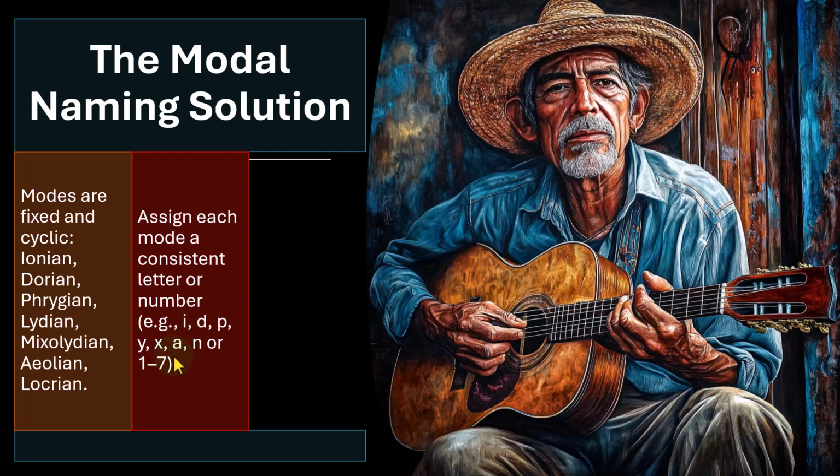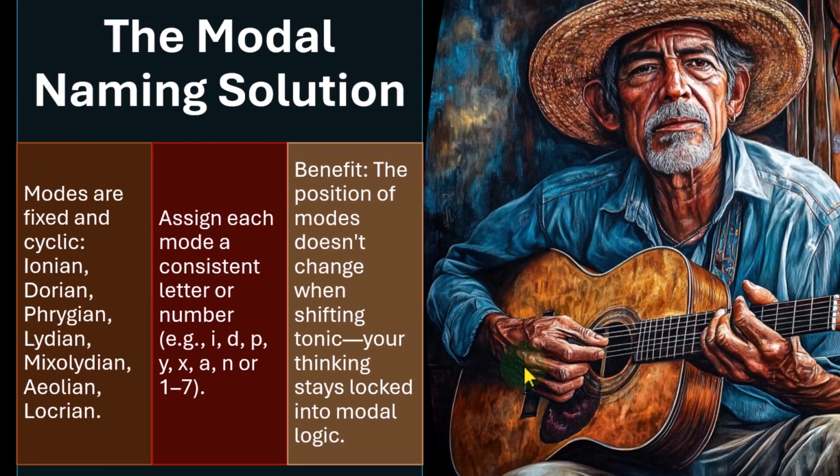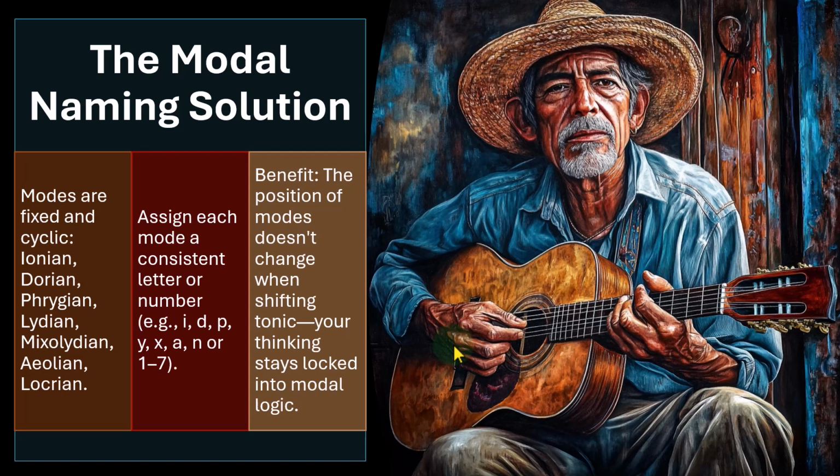I chose IDPYXAN. I'll talk more about that when we get to the practice problem, why I chose those letters, but those are those, or you can give them a number, 1 through 7. Benefit: the position of modes doesn't change when shifting tonic. Your thinking stays locked into the modal logic. That's what you want to do. You're memorizing the map of the fretboard.